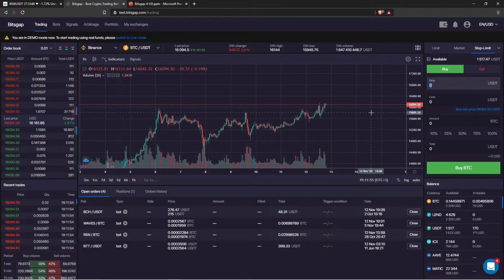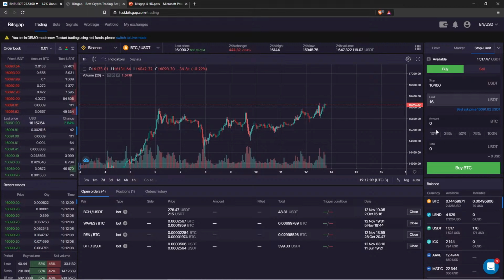So let's say that as soon as the market reaches 16,400, I want Bitsgap to place a sell limit order at, let's say, 16,600, and let's say I already possess some Bitcoins, and that's gonna be the value I'm about to sell.